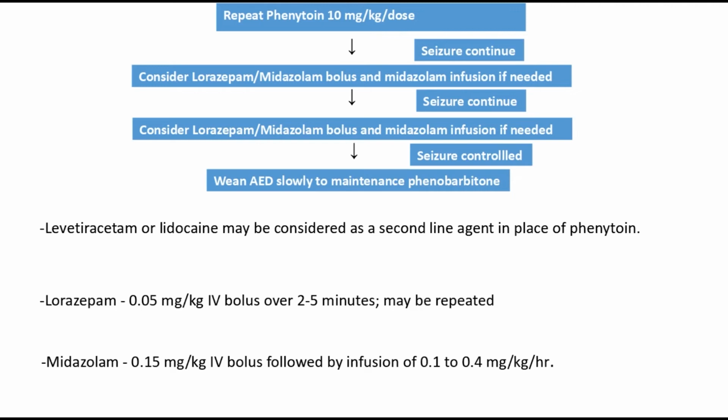Now I have said lorazepam or midazolam infusion or bolus. So what are the dosages? Lorazepam is given 0.05 mg per kg IV bolus over 2 to 5 minutes and may be repeated, and midazolam 0.15 mg per kg IV bolus followed by infusion of 0.1 to 0.4 mg per kg per hour.